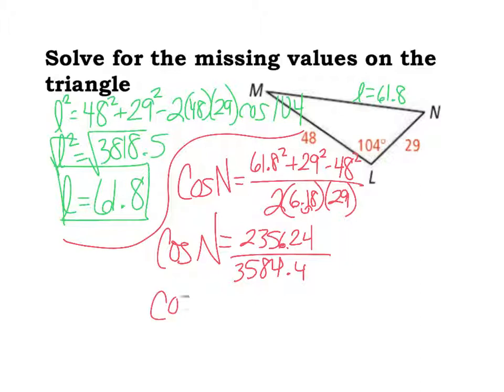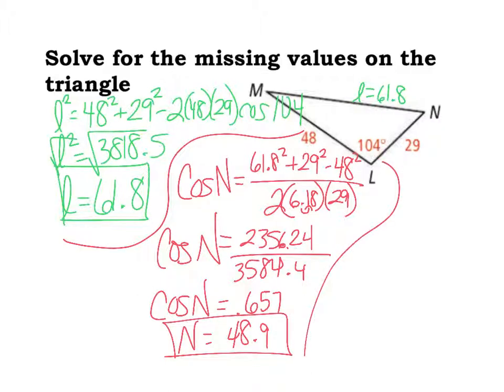And cosine N is equal to 0.657 something something something. Now I'm going to do second cosine to figure out the angle. So second cosine, and I do second answer, so I don't have to type that in. And I got N to equal 48.9.